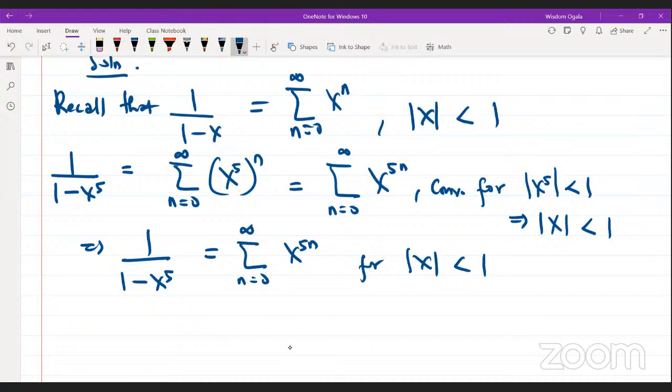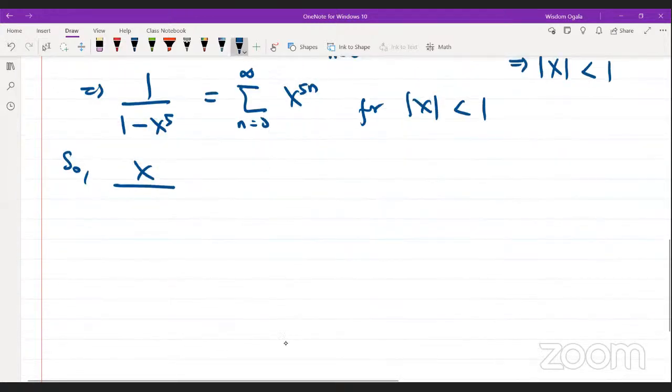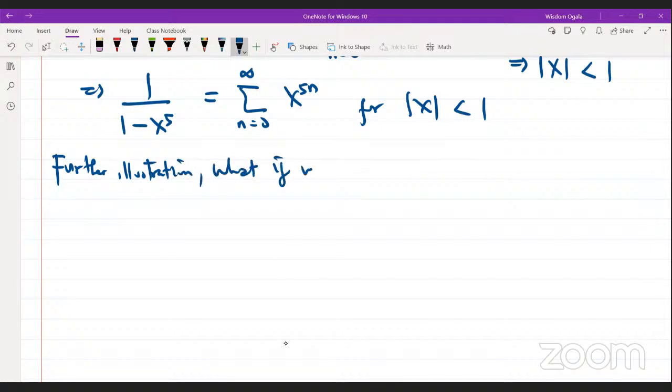Now, what if this is x divided by 1 minus x to the fifth? Let me just write a further illustration. What if we have x over 1 minus x to the fifth? What difference will this make?